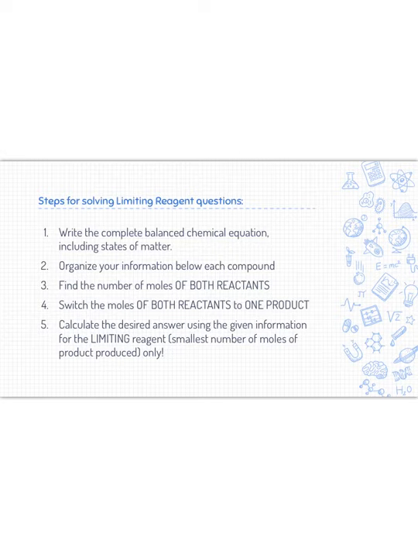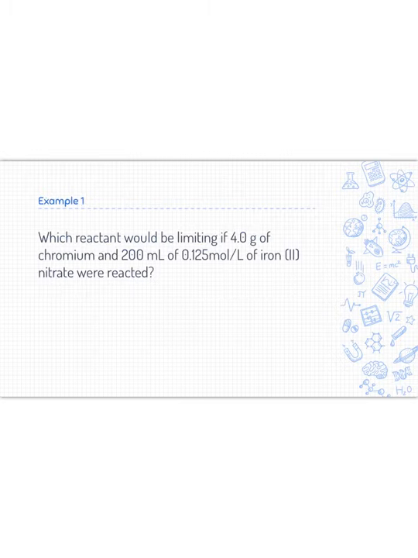Steps for solving these questions: write the balanced chemical equation, organize your information, find the number of moles of both reactants, switch the number of moles of both reactants to one product. Okay, so we're going to pick one thing and turn them all into product representing that one. And then calculate the desired answer using the given information for the limiting reagent only. Again, that's the smallest number of moles of product produced. So these are really similar steps, it's just that we're doing it twice to calculate the moles of reactant and switch moles. Best way to do this is to practice.